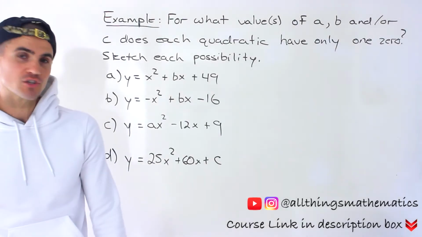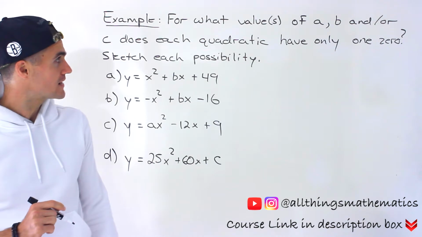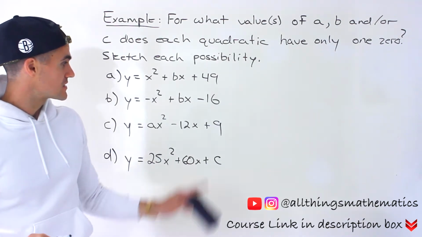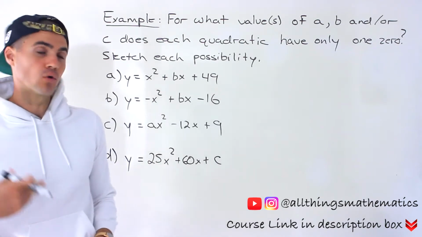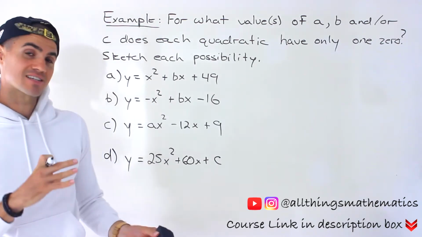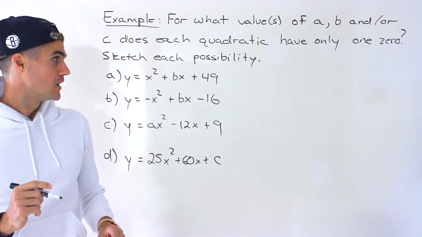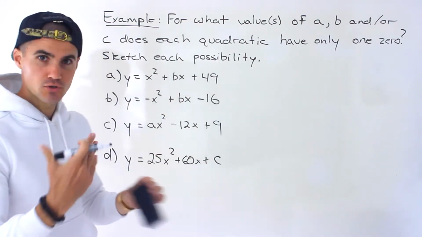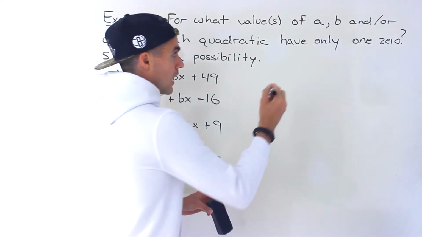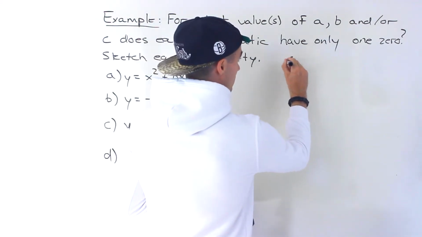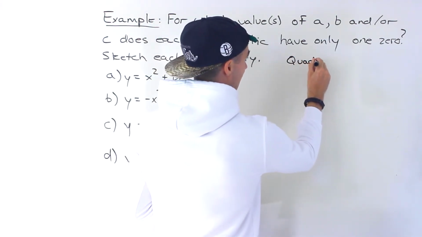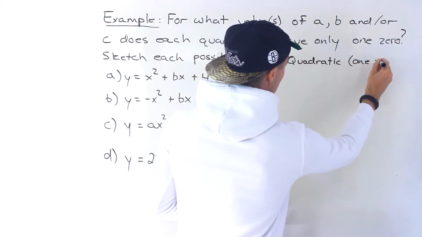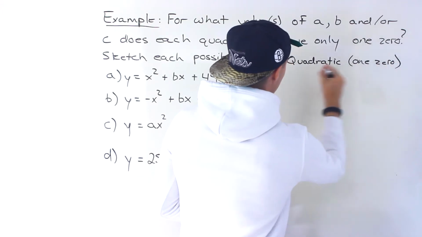Moving on to another question dealing with quadratics. So we're asked for what values of A, B, and/or C does each of these quadratics here have only 1, 0, and then we have to sketch each possibility. So before getting into these specific quadratics, I want to quickly do a review of a quadratic that only has 1, 0. What are some characteristics of a quadratic that are like that?